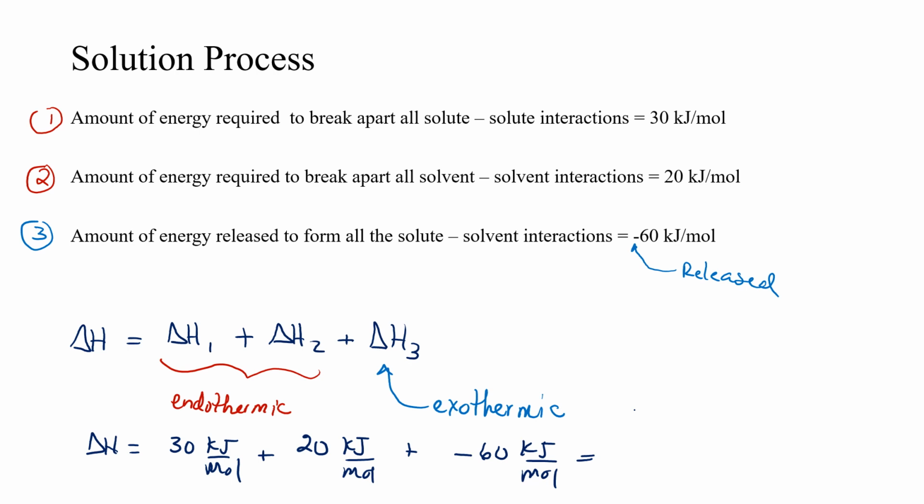The final number is going to be a negative number. You can do this in your calculator if you want. You have 30 plus 20, which is going to give you 50 kilojoules per mole. That's a positive number, and then you have plus negative 60, right? So your final number is going to be negative 10 kilojoules per mole.